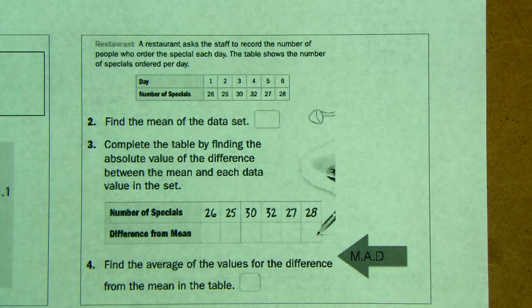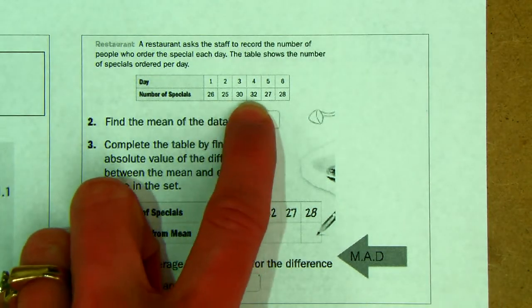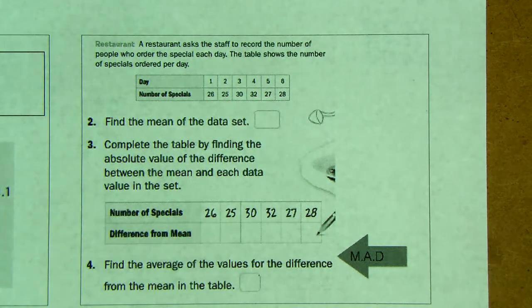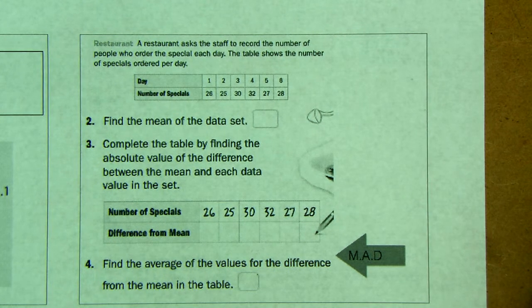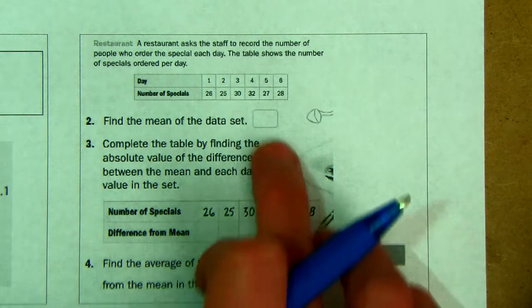So to find the mean of the set, we're going to take those 6 totals, 26, 25, 30, 32, 27, 28. We're going to add them up, and then divide by how many we have. Well, we have 6 of them. So 26 plus 25 plus 30 plus 32 plus 27 plus 28, and then take that total and divide it by 6, because there are 6 of them. I get a mean of 28, no decimal, which is kind of nice.